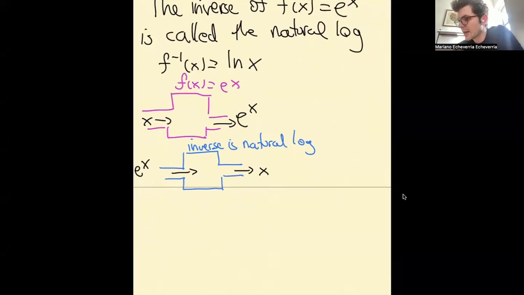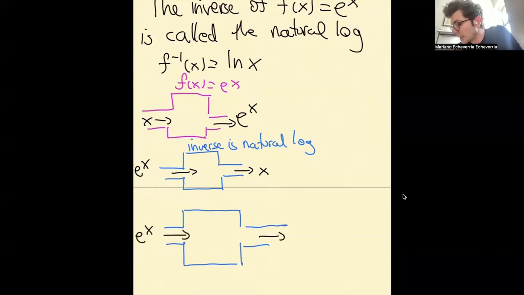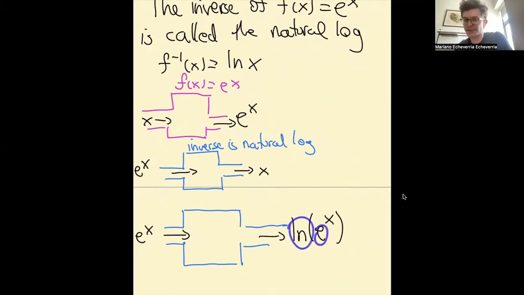So, in fact, just to be more precise, what's happening here is that if you give e to the x to the inverse, it's going to output the natural log of e to the x. But that's just, it's supposed to be the inverse. So the idea is that the natural log cancels the exponential and that just gives you x.